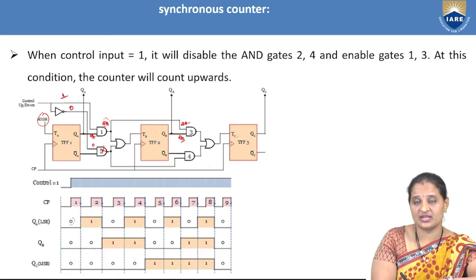So 0 was given as toggle input. So again it remains in the same state. So now what happens? During the next negative edge, again this will change its state from 1 to 0.